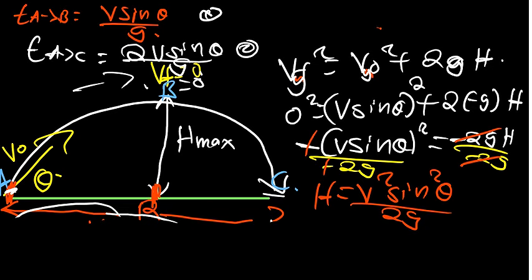Is that okay? I'm clear, sir. Thank you. Yes, sir. So let's put this formula here. It's going to help us. H we are saying is V squared sine squared theta divided by 2G.